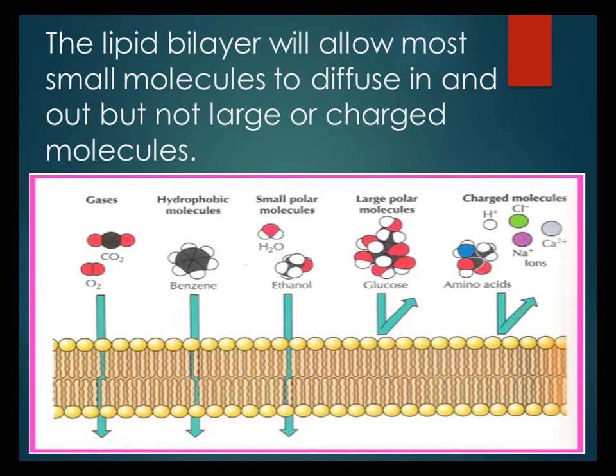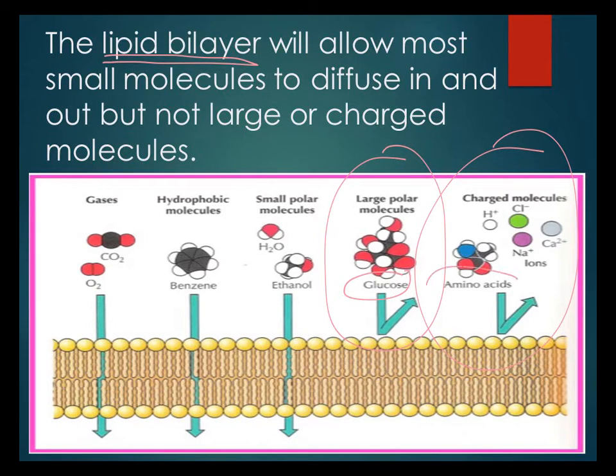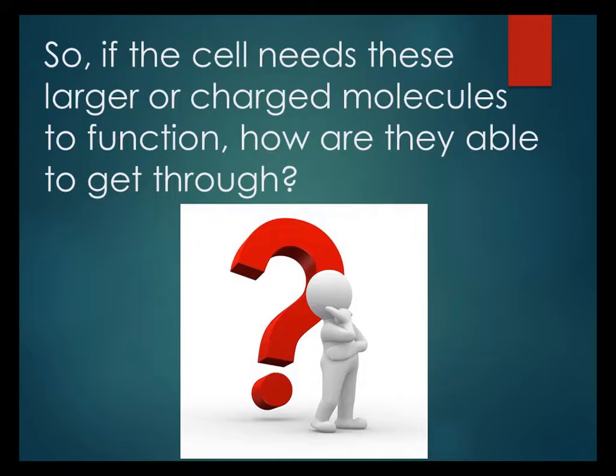So remember, the lipid bilayer or cell membrane will allow most small molecules to diffuse, which is going from high to low concentration, but not everything can get through. Large molecules can't get through, charged molecules can't get through. So we're going to talk about how the cell takes care of those things, because you need glucose, you need amino acids, you need that stuff to survive. So how do you get them into your cell? I want you to briefly answer this question, just what you think in your notes, and then raise your hand so I can come check it.